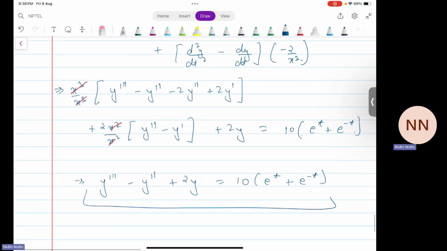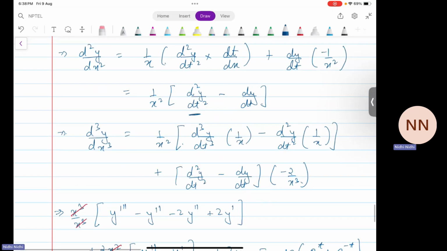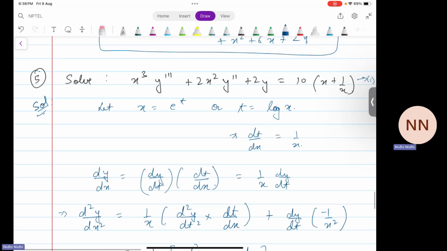Now this is a type of problem that we have been dealing with till now. So again we'll find the complementary function and the particular solution. Everywhere the solution would be a function of t, and at the end we'll be replacing the value of t by log x.